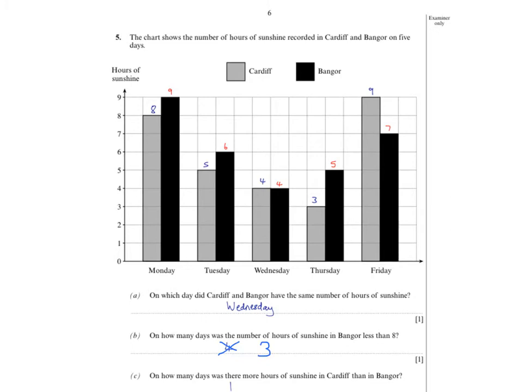No, that's Bangor. Am I doing the wrong bit? Just checking. So it is 4. It'd be silly to cross that out and put 3. So I was doing it for Cardiff. For Bangor, how many days were there less than 8? 1, 2, 3, and 4.